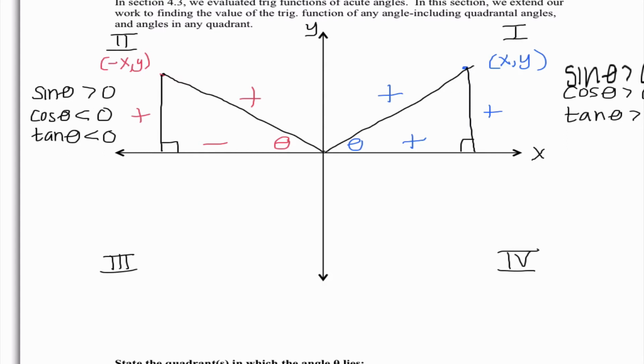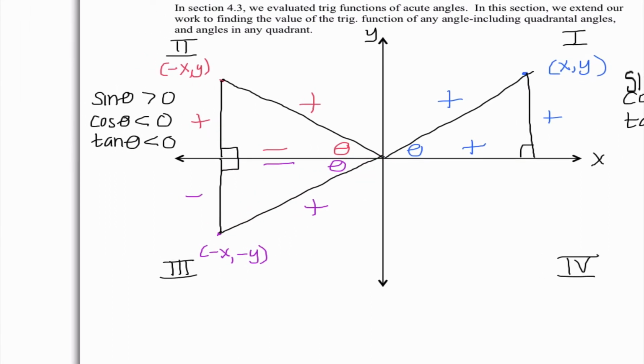Okay, in quadrant 3 here, I'm going to plot another ordered pair, and this time I'm going to call that negative x, negative y. And the reason why this time is because it is going down and to the left. So I'm going to label this theta. This is negative, negative, and positive. So our opposite is negative, our adjacent is negative, my hypotenuse is positive.